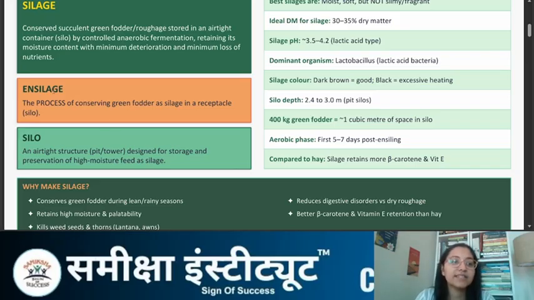Then ensilage is the process. Silage is the thing that is made, and ensiling or ensilage is the process of conserving the green fodder as silage. And silos are the places, the basic structures wherein this anaerobic fermentation occurs, designed for storage and preservation of high moisture feed as silage.